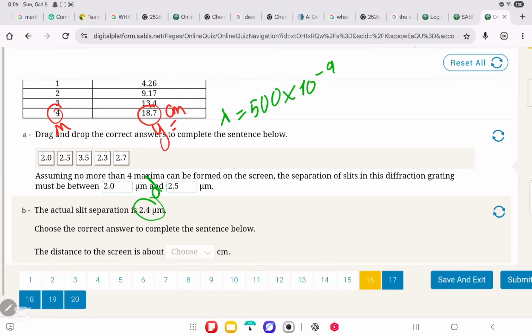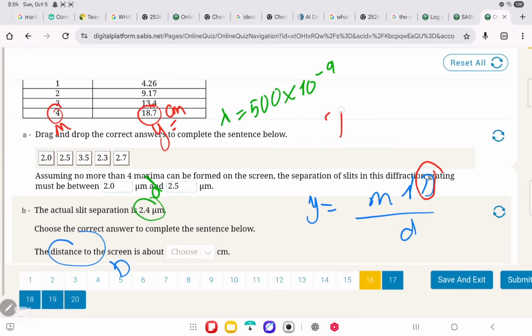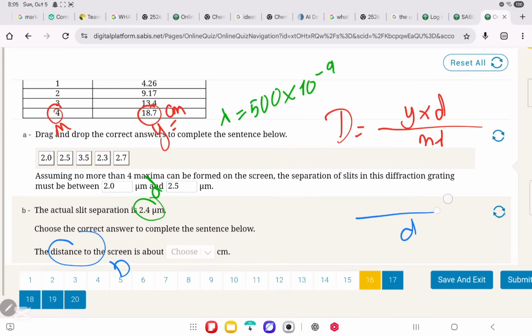So how do we find the distance to the screen, capital D? What's the equation? Y equals m lambda capital D over small d. Now we need to change the equation so that it all revolves around capital D. So it's gonna be capital D is equal to y times small d over m lambda. Perfect. So let us substitute to try and find an answer. Capital D is equal to y, which is 18.7 centimeters. We need to change it into meters. It's going to be 18.7 times 10 to the power of minus 2 meters.